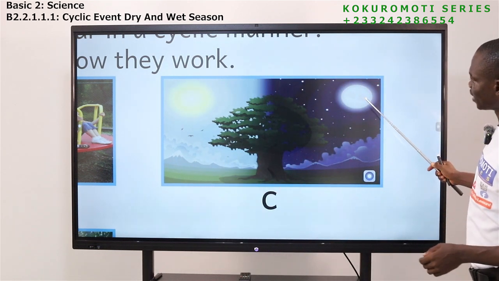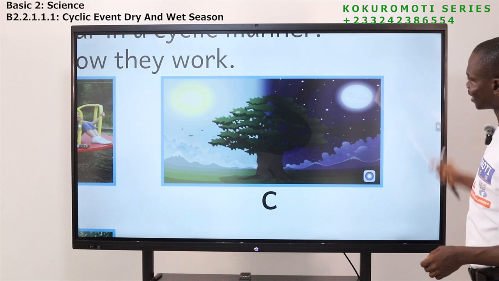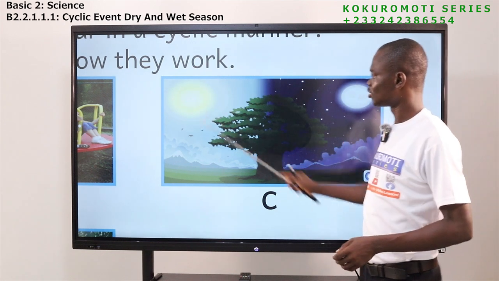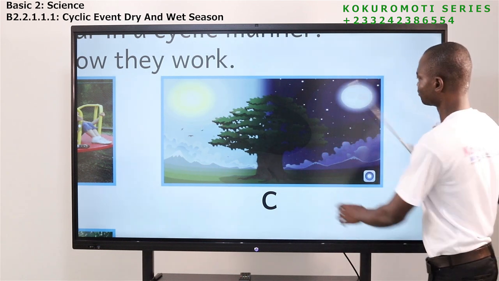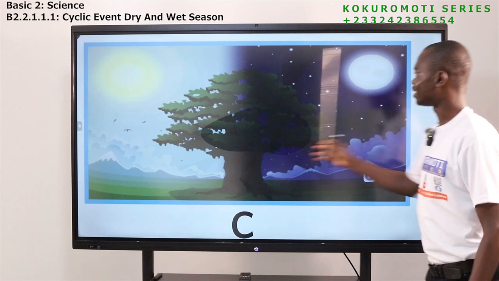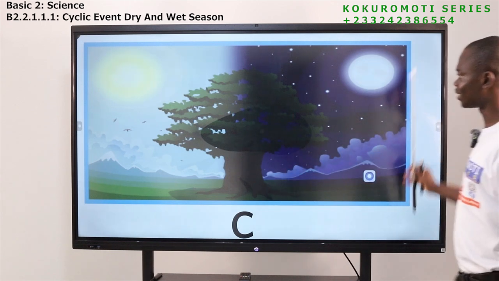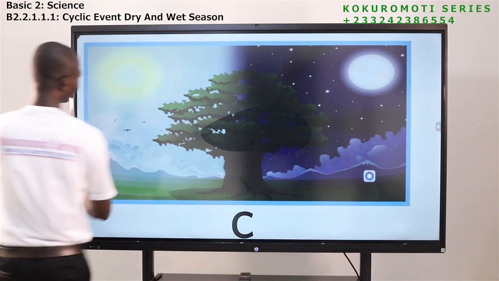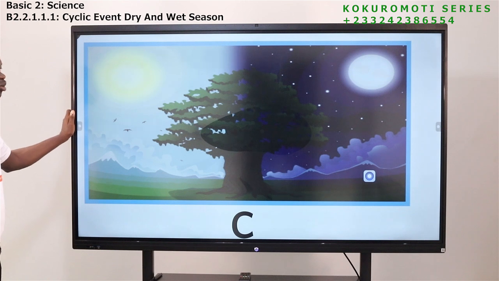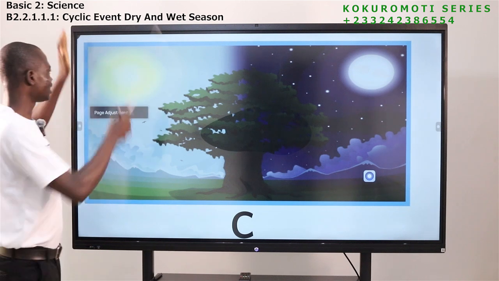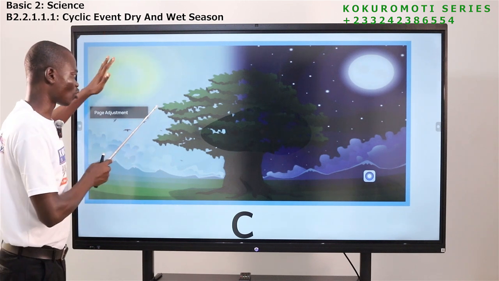You can see what's here. You can see the moon and the sun. So it tells you that from this side is what? Night. And from this side to this side is what? Day.